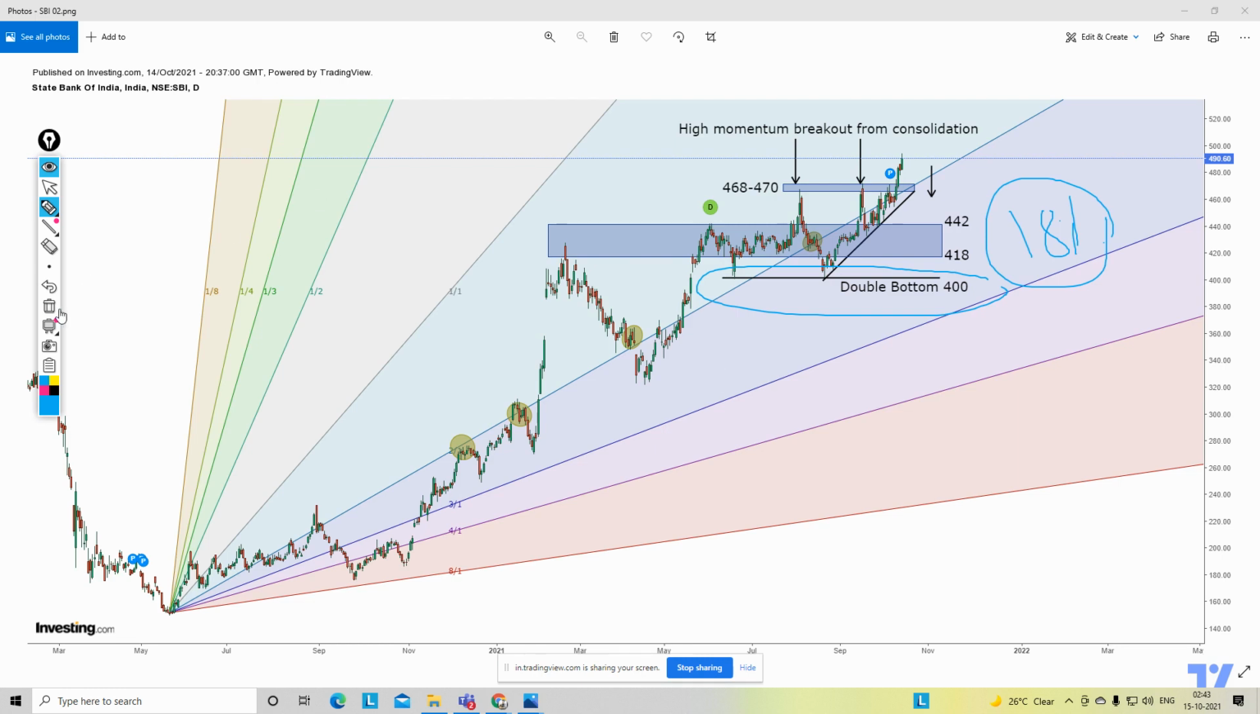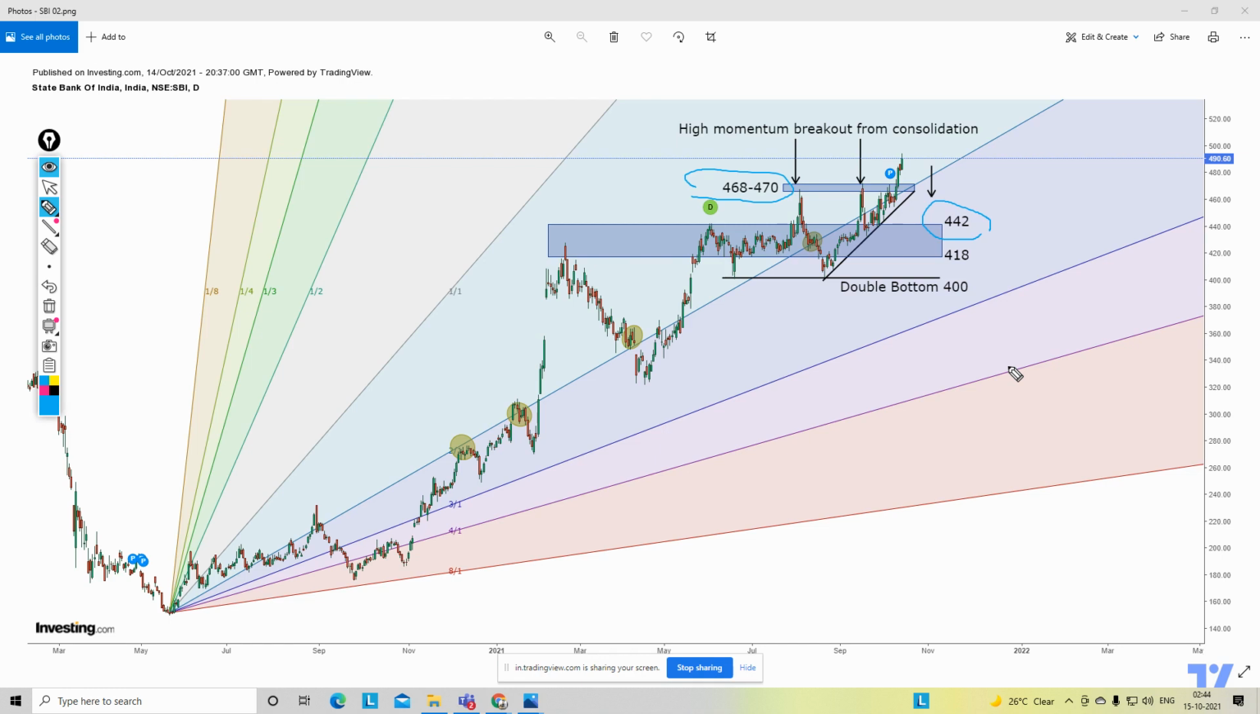So what are the uses of these levels? 468 to 470, these are the levels which you can act upon as a buy on dips. Nothing above it, nothing below it. At least for sure, nothing above it. So if SBI breaks 468 to 470, wait for SBI to touch 442 and see whether it is respecting 442 on a daily or weekly basis. If it is respecting, going sideways, taking multiple support and trying to move up, this is the level we should add on the dips.